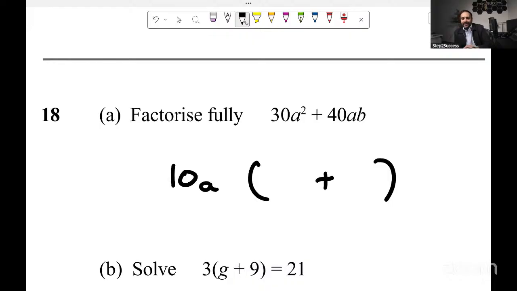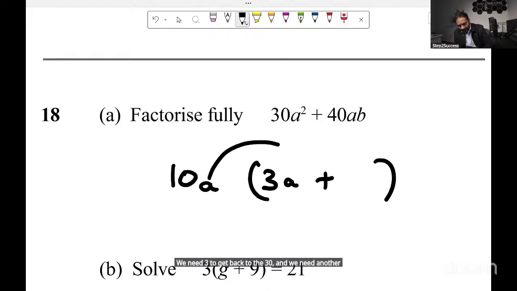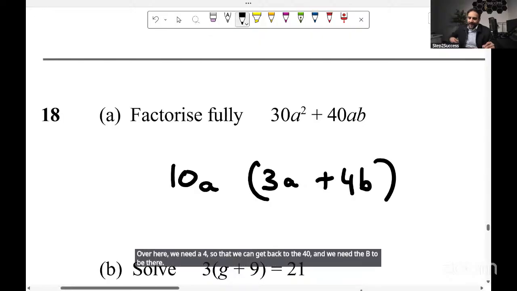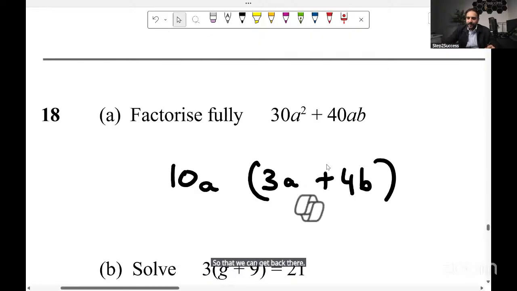And then the b's don't come out because it needs to be in both of them. We need 3 to get back to the 30, and we need another a to get back to this a squared. Over here, we need a 4 so that we can get back to the 40, and we need the b to be there so that we can get back there. Are there any questions?